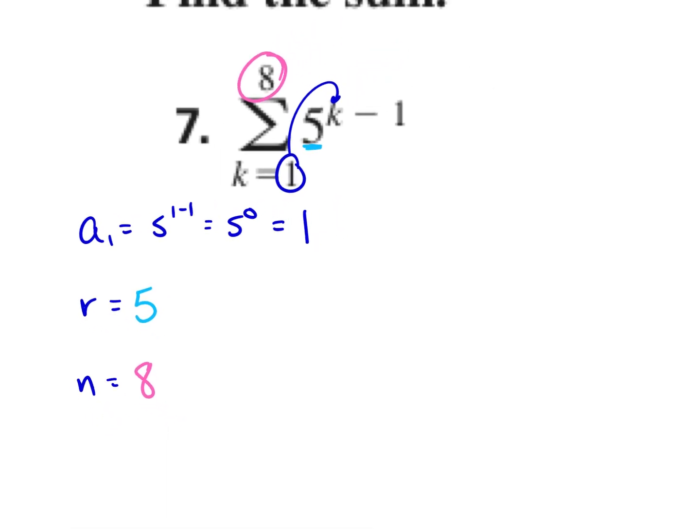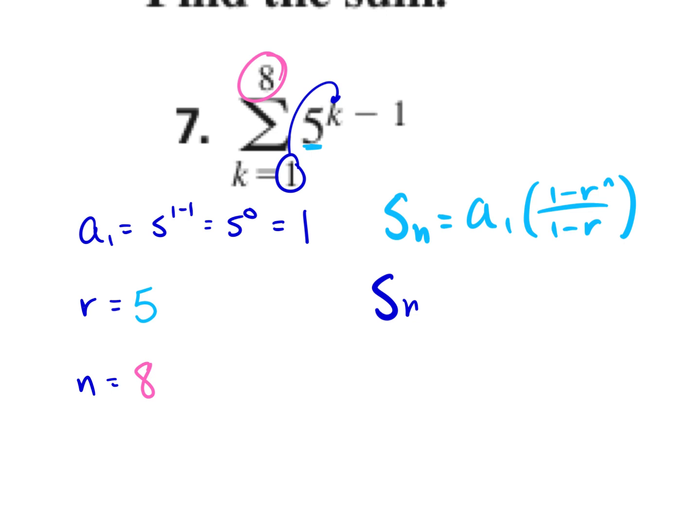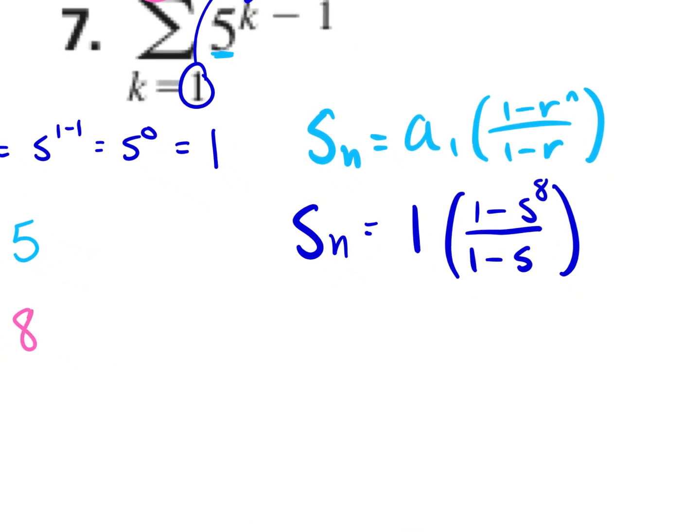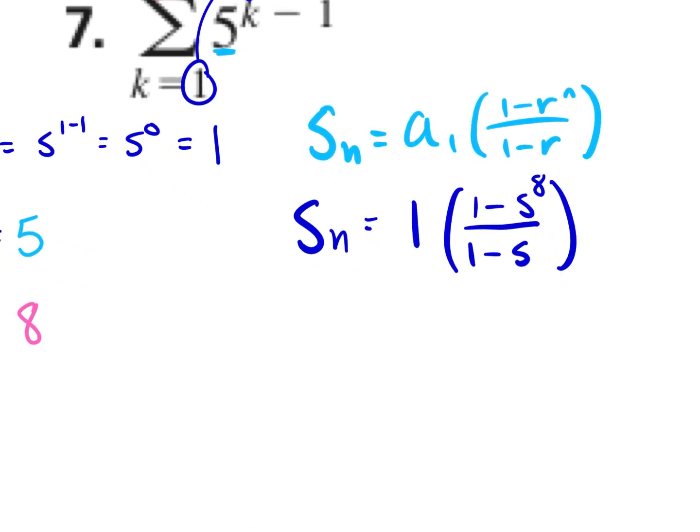So let's plug it all into our formula. We have S sub n is equal to a sub 1 times 1 minus r to the power of n divided by 1 minus r. So S sub n is equal to 1 times 1 minus 5 to the power of 8 divided by 1 minus 5. What would I have to do first here? The parentheses. What in the parentheses? The exponent.